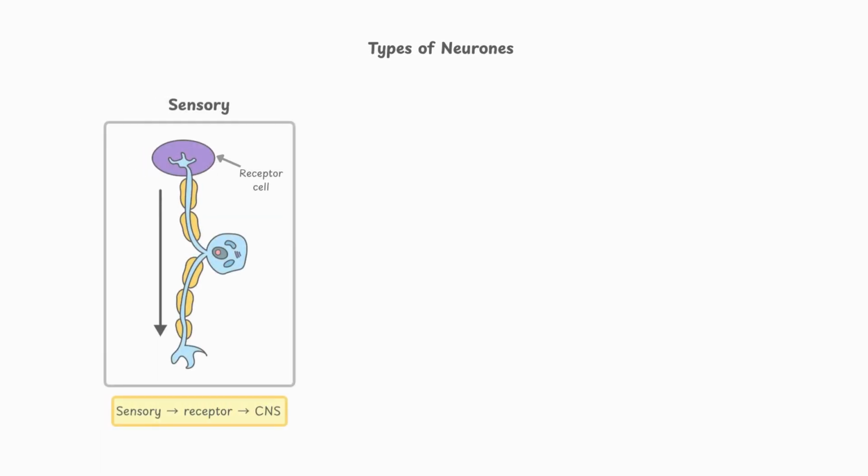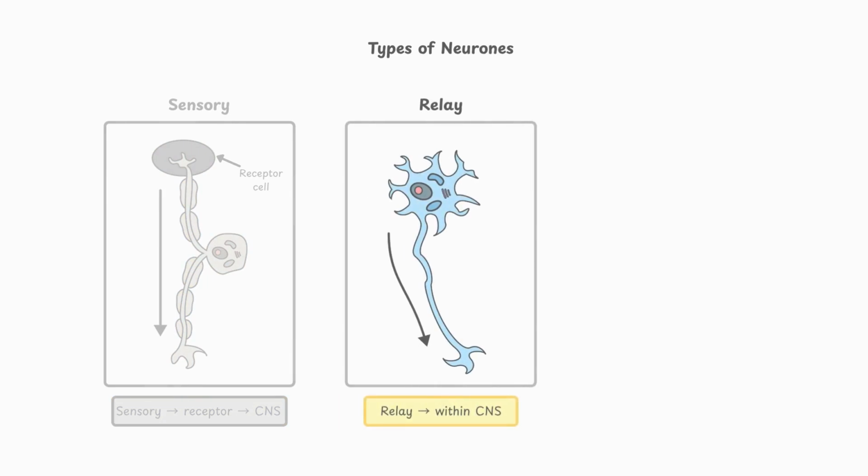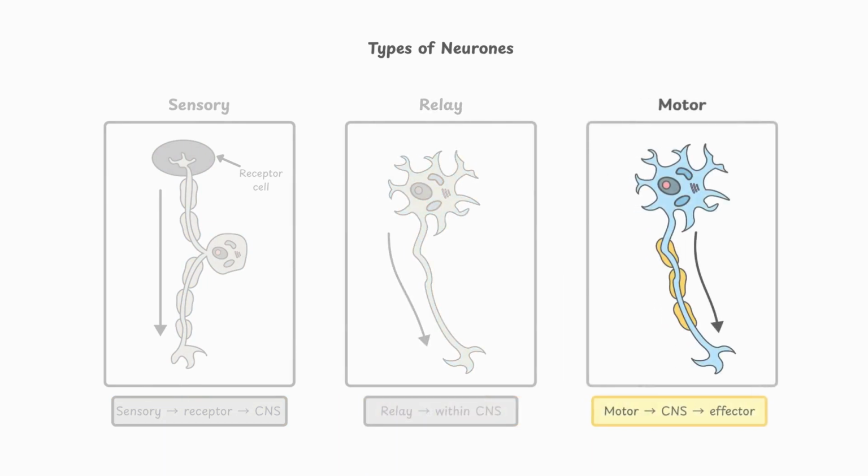There are three main types of neurons. Sensory neurons carry impulses from receptors to the CNS. Relay neurons are found within the CNS and connect sensory and motor neurons. Motor neurons carry impulses from the CNS to effectors such as muscles or glands.